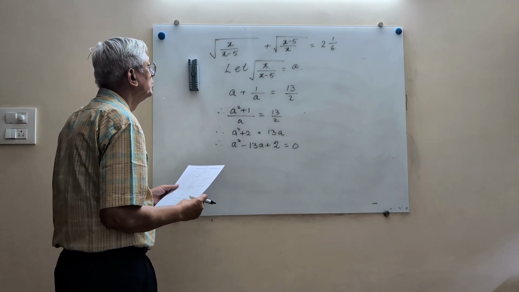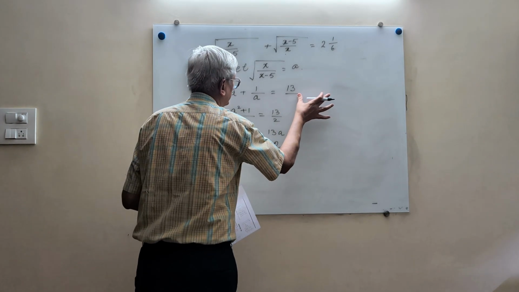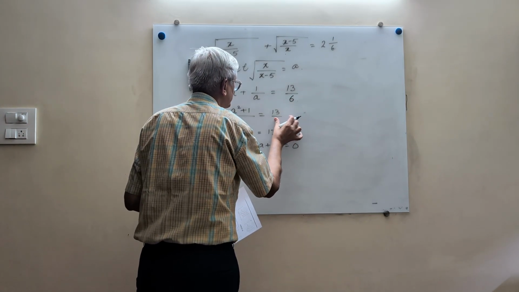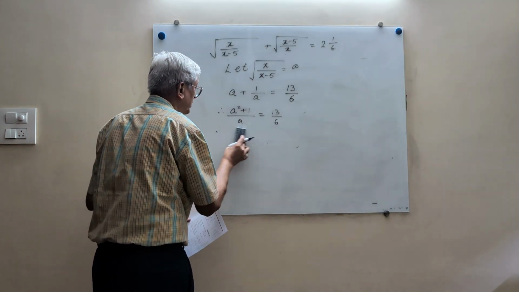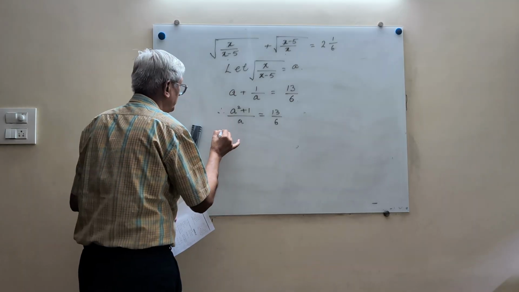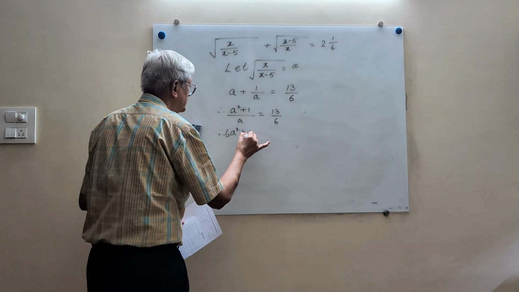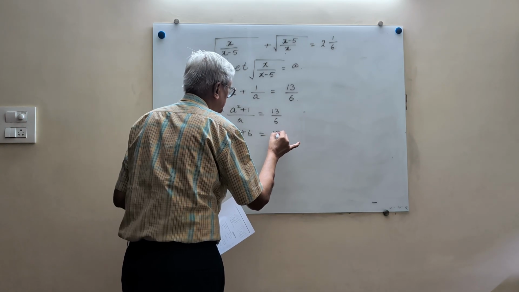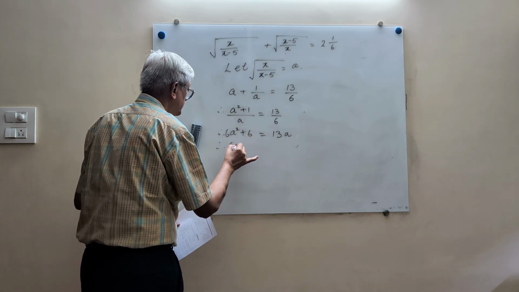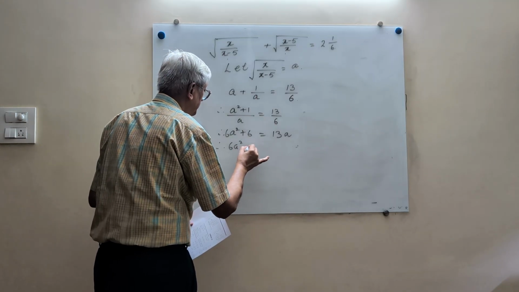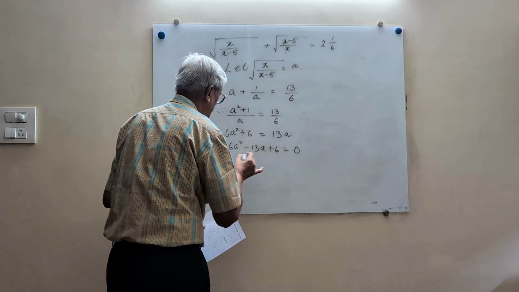Okay, it is 13 upon 6. So it becomes 6a squared. Therefore, 6a squared plus 6 is equal to 13a. Therefore, 6a squared minus 13a plus 6 is equal to 0.